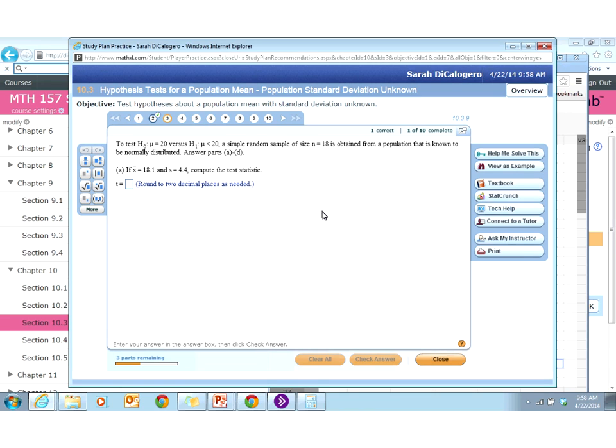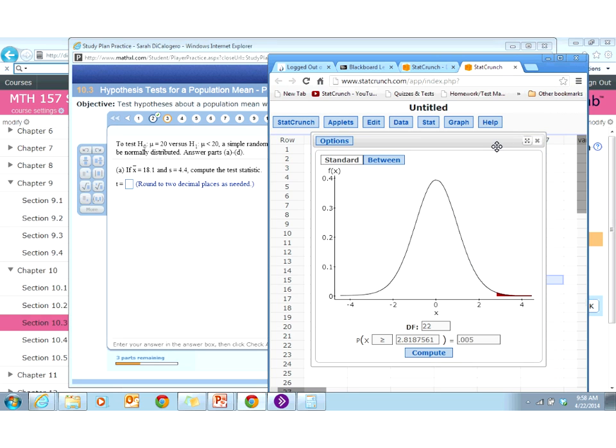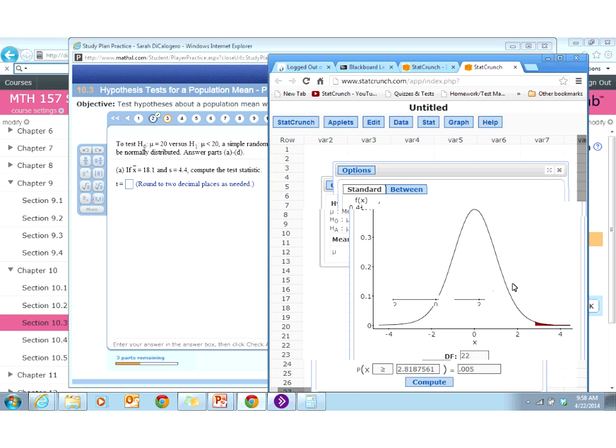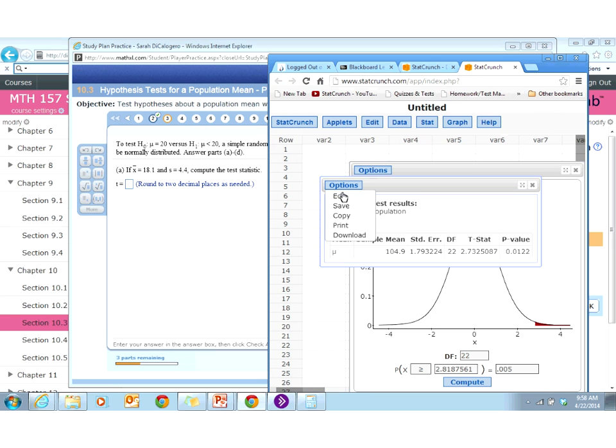All right, let's do this one because it's giving us a one-tailed test. So at first we have H0: mu is equal to 20, H1: mu is less than 20. Left-tailed test, simple random sample of 18, obtained from a population that is known to be normally distributed. Okay, so we need to compute our t-statistic. Do I still have that up yet?